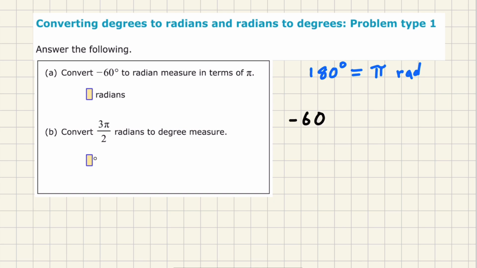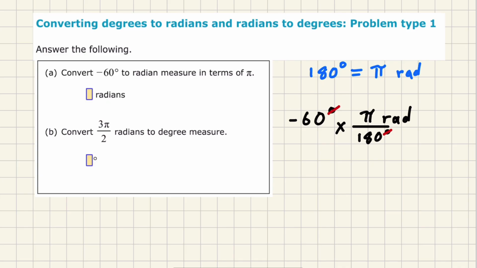for part A, we start with negative 60 degrees. Using the fact that 180 degrees is pi radians as a conversion factor, I would want the 180 degrees to be in the denominator and pi radians in the numerator. So we're essentially multiplying by 1 because the numerator pi radians is the same as 180 degrees, but doing this multiplication means that our degree units will cancel.